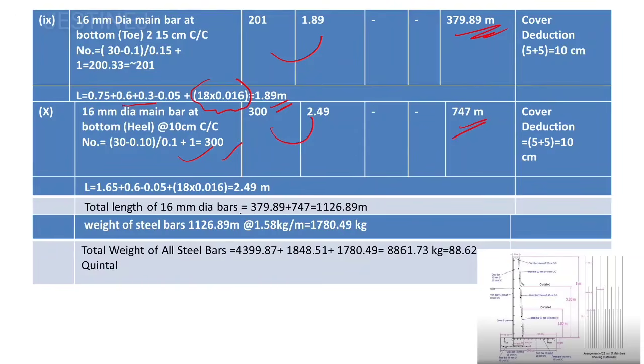Then the total length of 16 mm diameter bars is going to be 1126.89. Then weight is going to be d square by 162. If you apply, you will get 1.58 kilogram per meter. Then you have to multiply these values, you will get this.